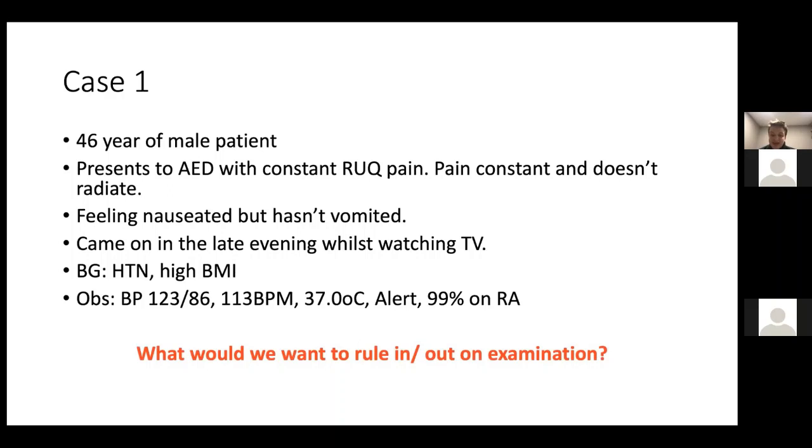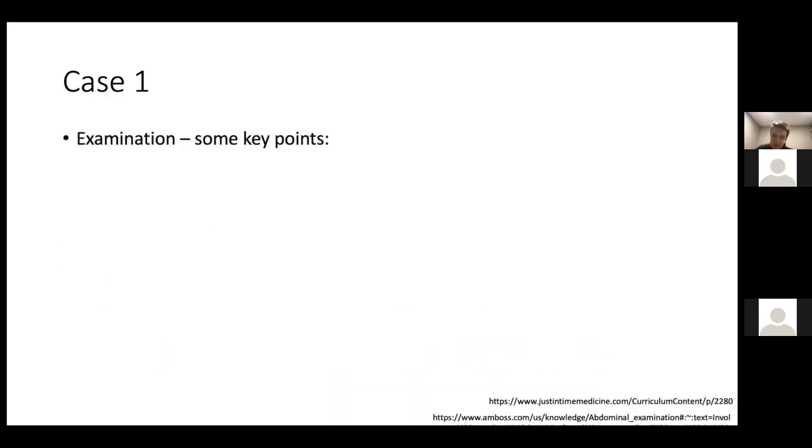So what do we want to rule in and out on examination? We know that he's got right upper quadrant pain. He's feeling nauseous, a bit tachycardic, that might be from the pain. We want to examine him now. It's not an exhaustive examination. Of course, you do a full A to E assessment and a proper abdominal examination, but some key points from the examination I think you should note are, when you palpate, where is it tender? Try and locate specifically where that pain is.